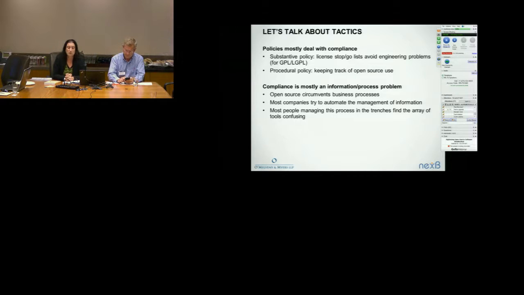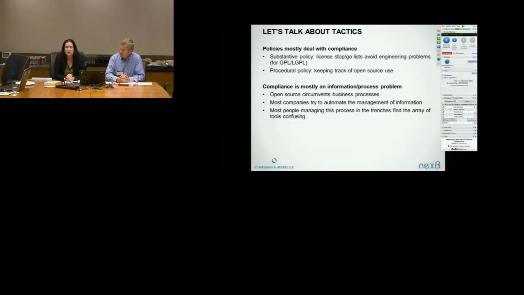When open source started to become popular, companies were simply not set up to track it. And tracking it is not an intellectually difficult task, but it's a pragmatically difficult task. And that's why we're sitting here talking about this subject today.